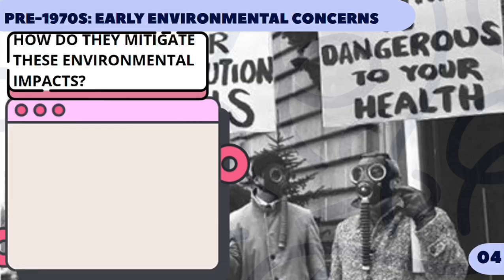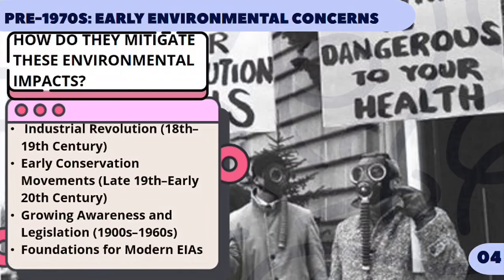So, giunsa nila ni pag-mitigate ng mga environmental impact? So first, we have the Industrial Revolution, 18th to 19th century. So mao ni siya nag-shift na og mga trabaho ang mga tao from manual labor and agrarian societies to mechanized production and urbanized economies. So second is early conservation movements, late 19th to early 20th century.